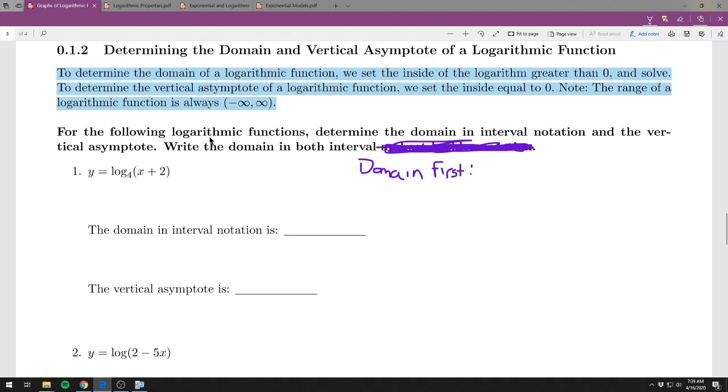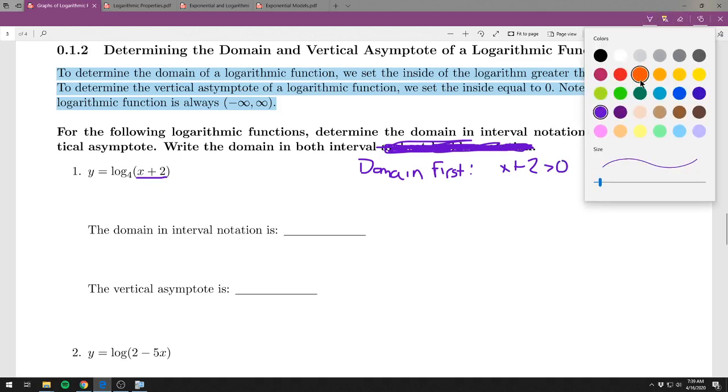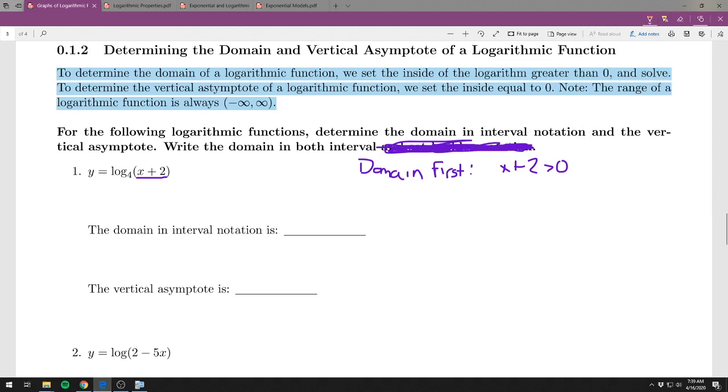All right, so what we do to figure out the domain, we take the inside and set it greater than 0 and solve. We want to solve x plus 2 is greater than 0. Now when it comes to inequalities, we can add and subtract over them all we want. So just subtract the 2 to get the x by itself, and we get x is greater than -2.